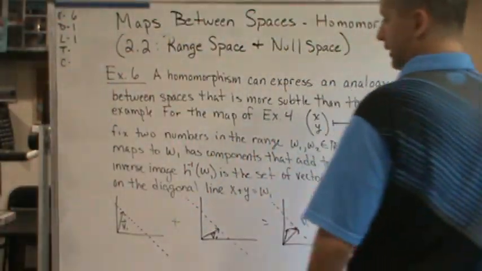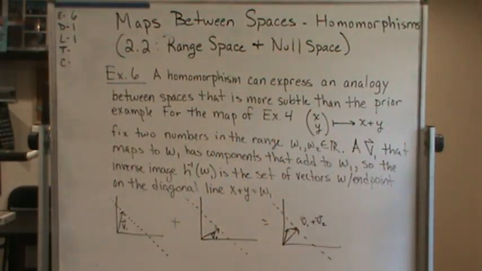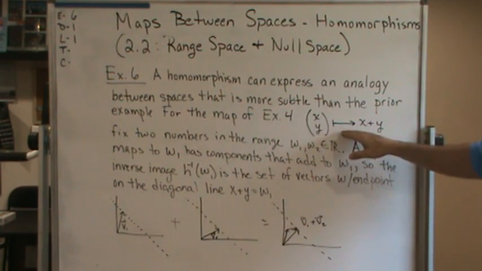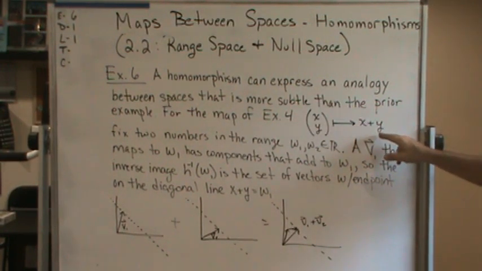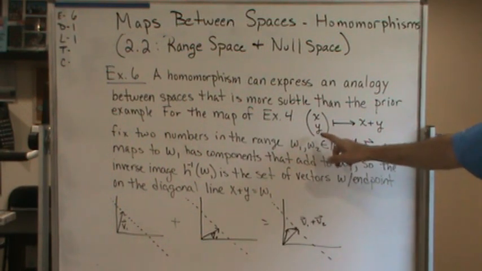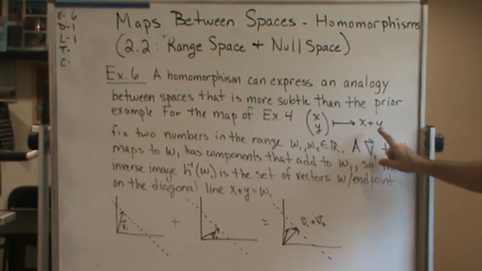Okay, so here's example 6. It says a homomorphism can express an analogy between spaces that is more subtle than in the prior example. So if we take the map of example 4 that we talked about earlier, we take the vector and we project it to a single number, right?